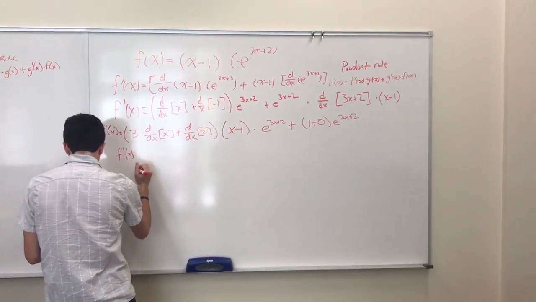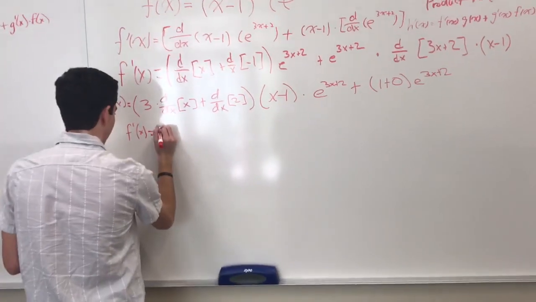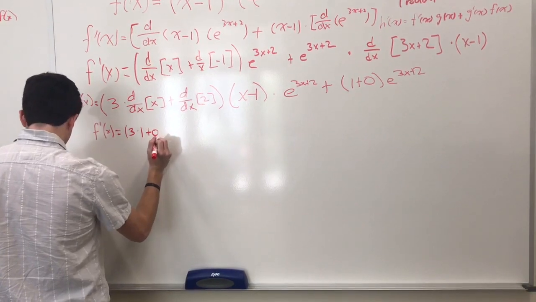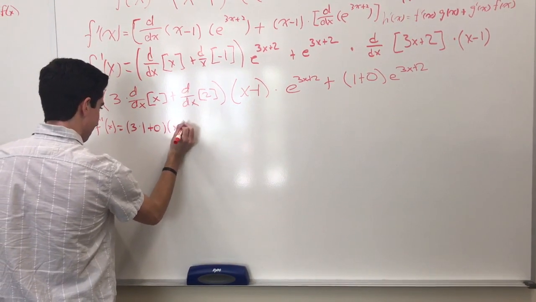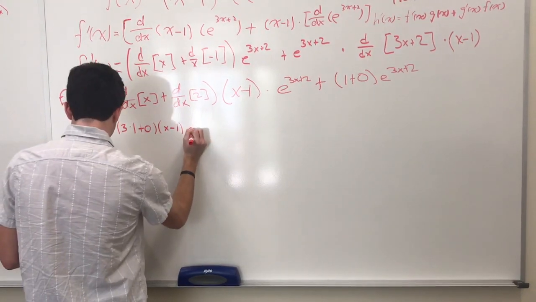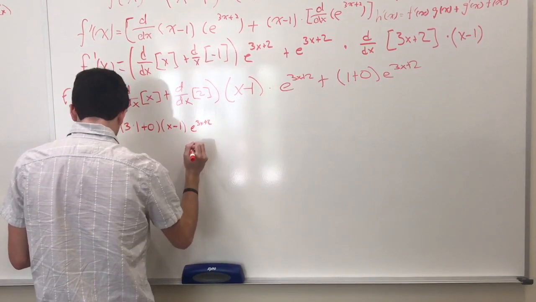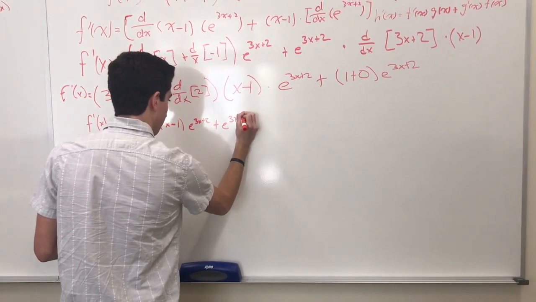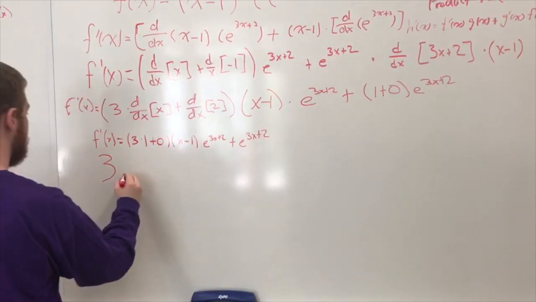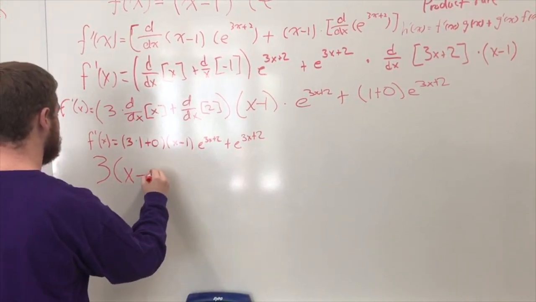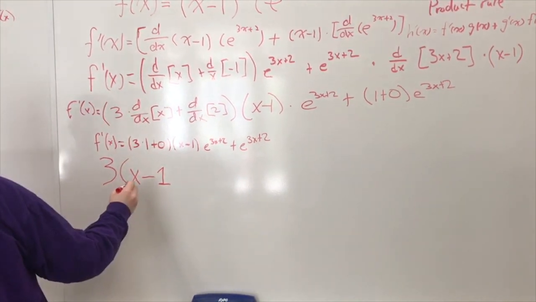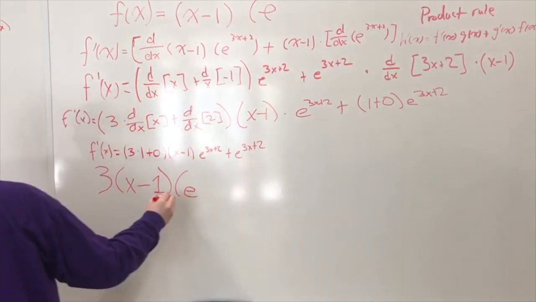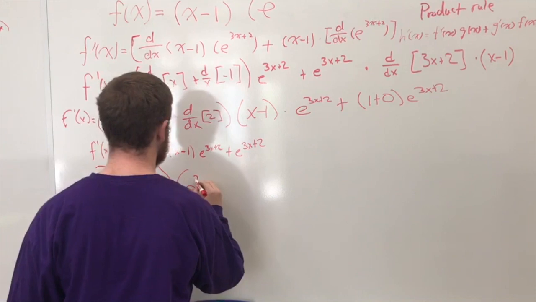After all that, it becomes 3 times (1 plus 0) times (x minus 1) multiplied by e to the 3x plus 2, plus e to the 3x plus 2. And the answer comes out as 3 times (x minus 1) e to the 3x plus 2, plus e to the 3x plus 2. And after simplification, it is (3x minus 2) times e to the 3x plus 2.